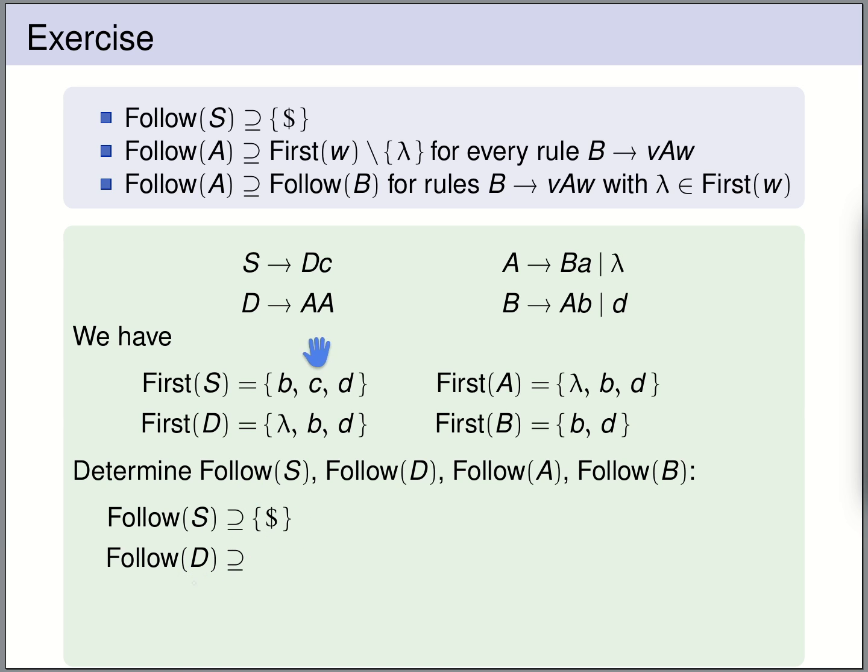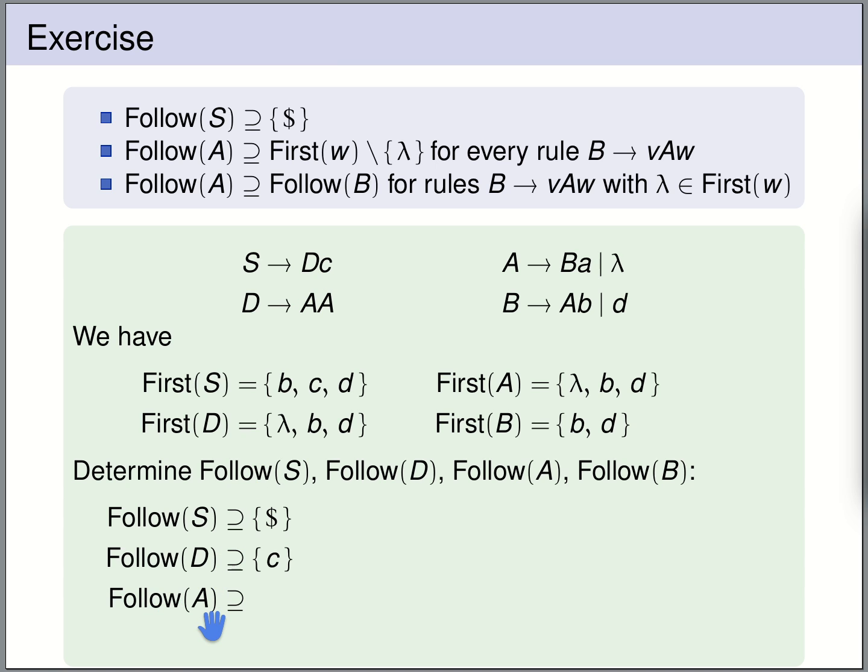For D, we have one occurrence in the right hand side, and this occurrence of D is followed by the word C, so we have to take first of C into follow of D. First of C is just C. Now, if this C would be an erasable variable, then we would also have to take up follow of S into follow of D. In this case, C is not an erasable variable, so we have nothing more to add to follow of D.